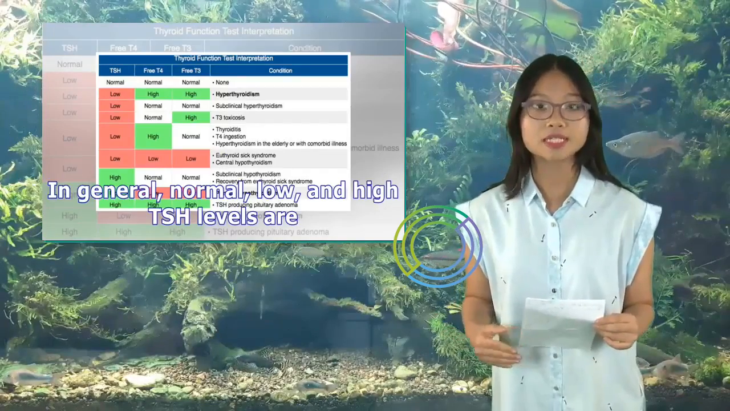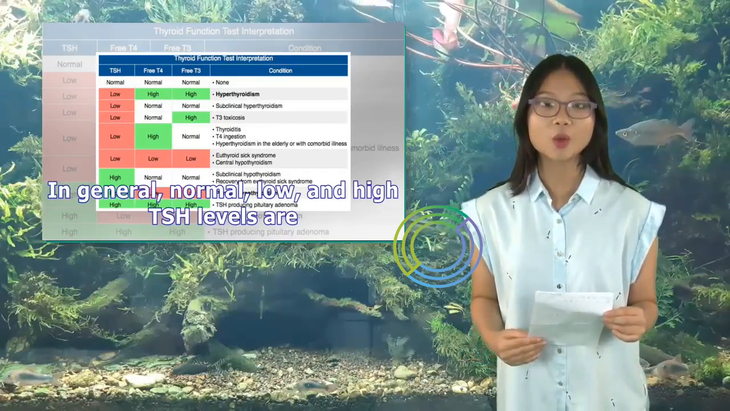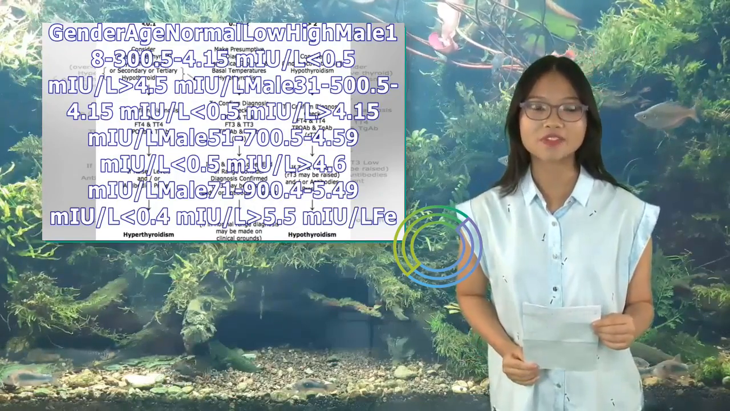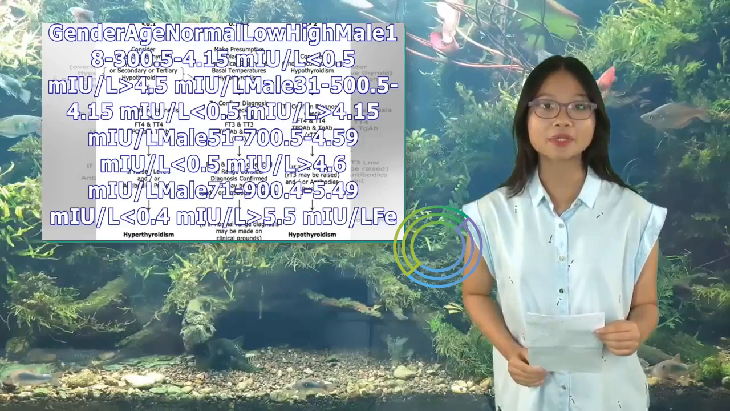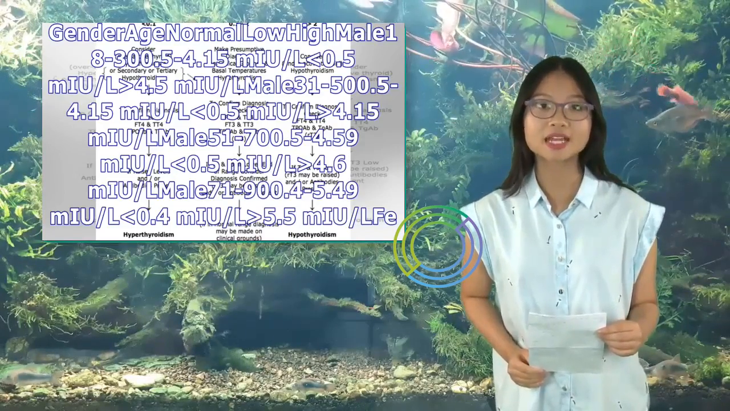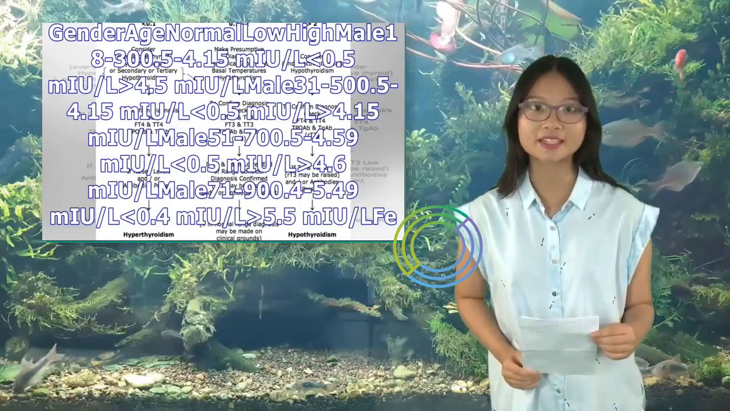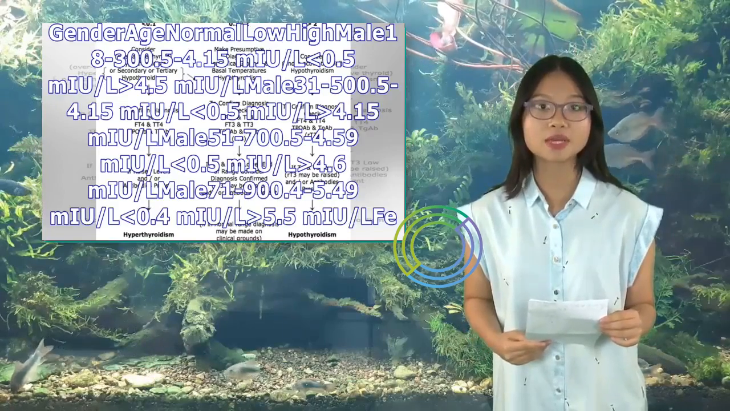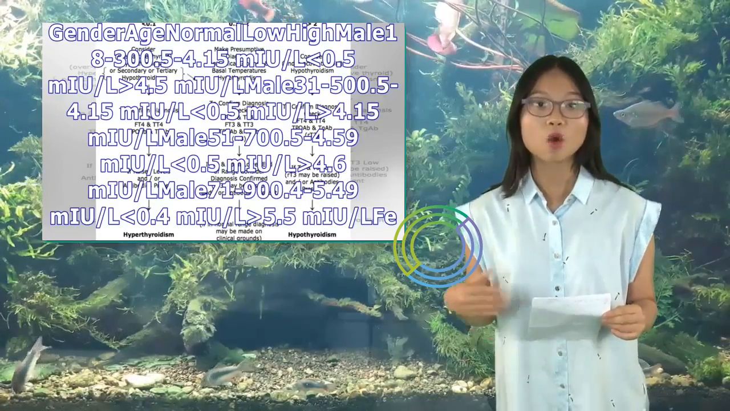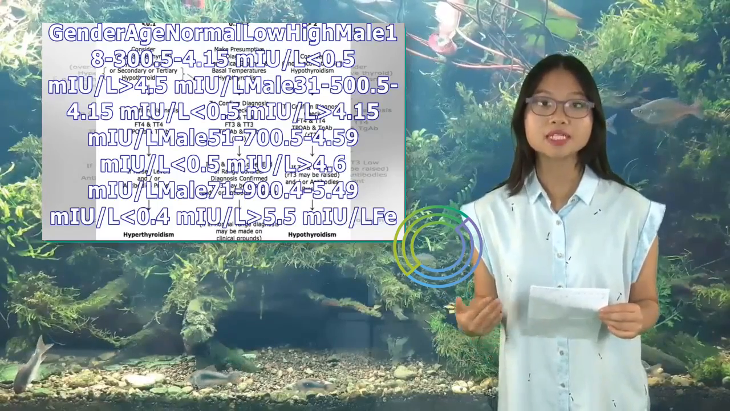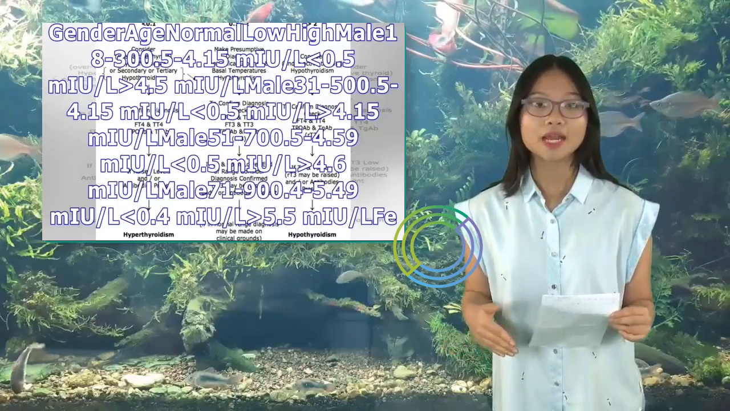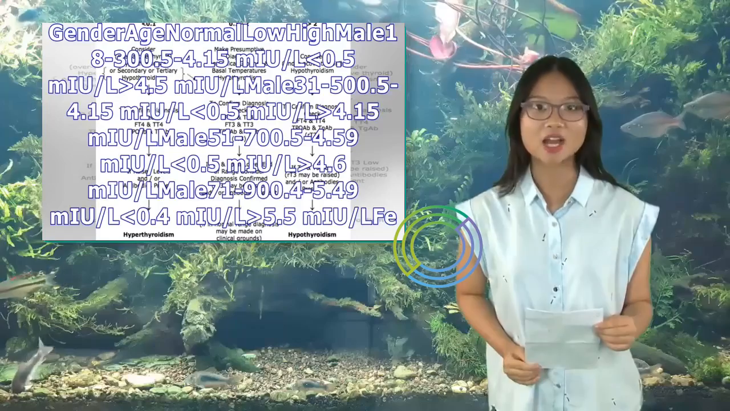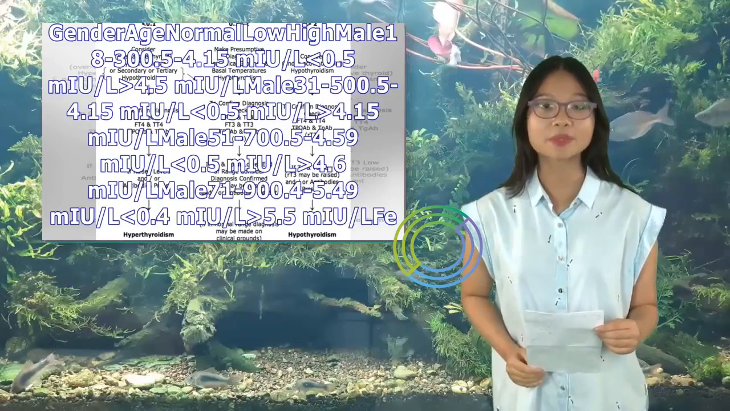In general, normal, low, and high TSH levels are as follows. Male, 18 to 30: 0.5 to 4.15 μU/L normal, less than 0.5 μU/L low, greater than 4.5 μU/L high. Male, 31 to 50: 0.5 to 4.15 μU/L normal, less than 0.5 μU/L low, greater than 4.15 μU/L high. Male, 51 to 70: 0.5 to 4.59 μU/L normal, less than 0.5 μU/L low, greater than 4.6 μU/L high.